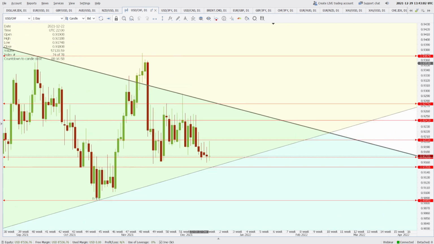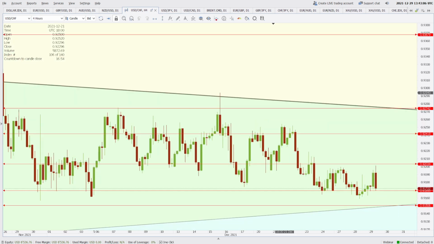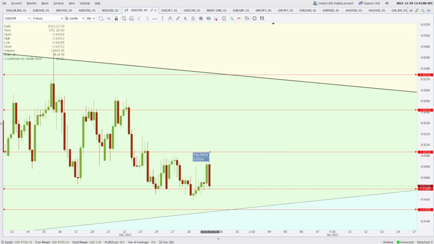Talk about USD CHF: it went higher intraday, but was sold off at the higher levels of 0.9200. That is actually okay. On even the 4 hour, you see that there is a bearish engulfing candle.